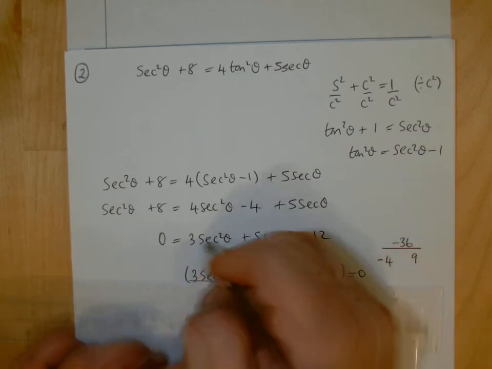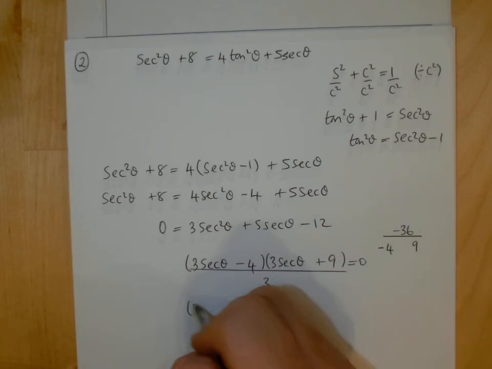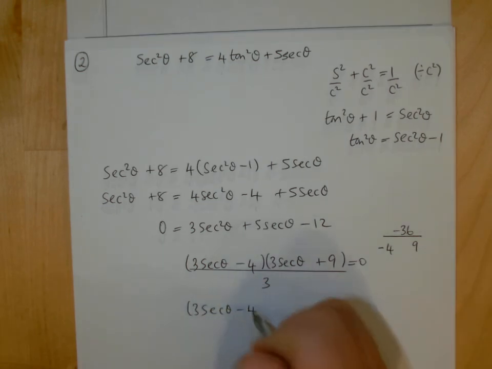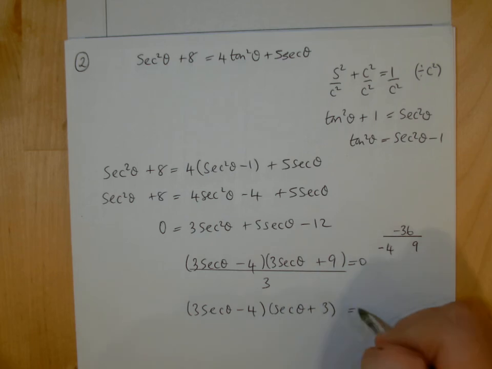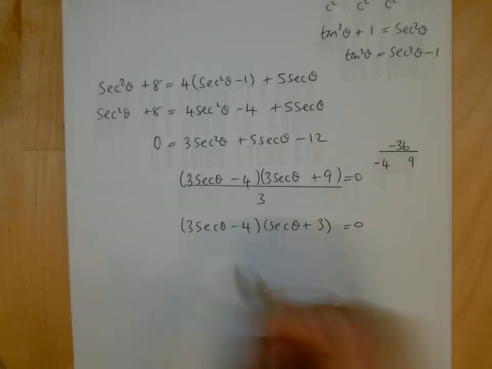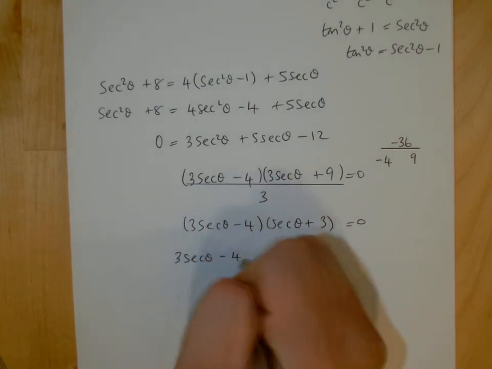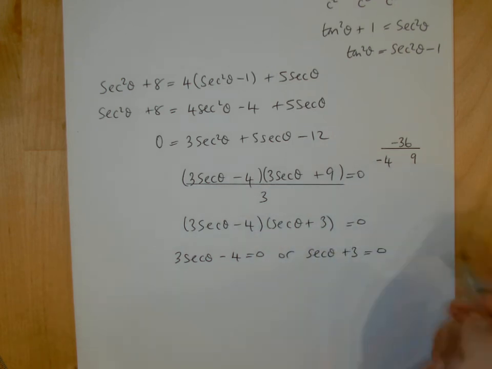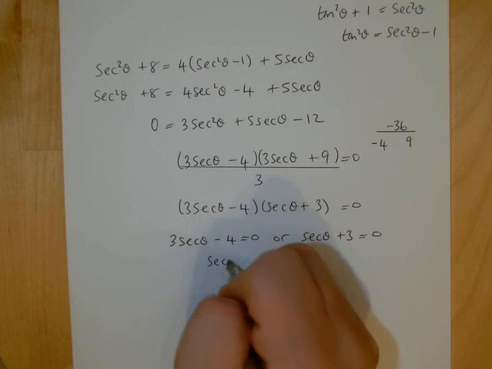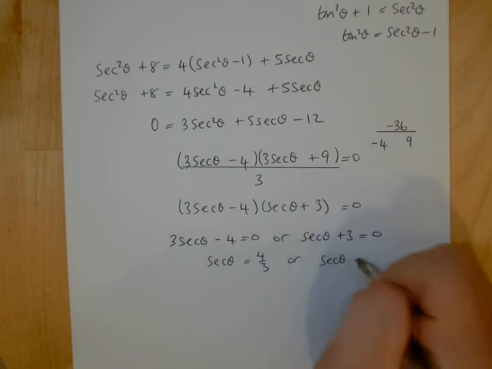Now, because I times by 3 using this method to get that, divide them by 3. So I get 3 sec theta minus 4. Can't divide 3 into this bracket, but you can divide 3 into that bracket, so you get sec theta plus 3 equals 0. So either 3 sec theta minus 4 equals 0, or sec theta plus 3 equals 0. That means sec theta equals 4/3, or sec theta equals minus 3.